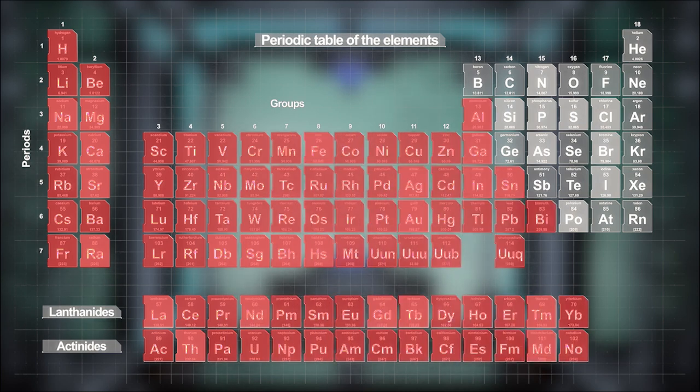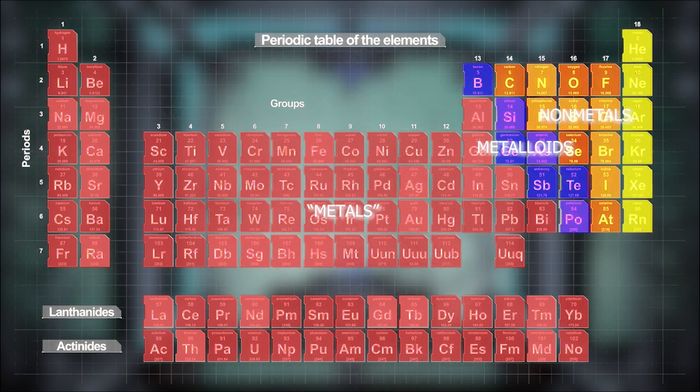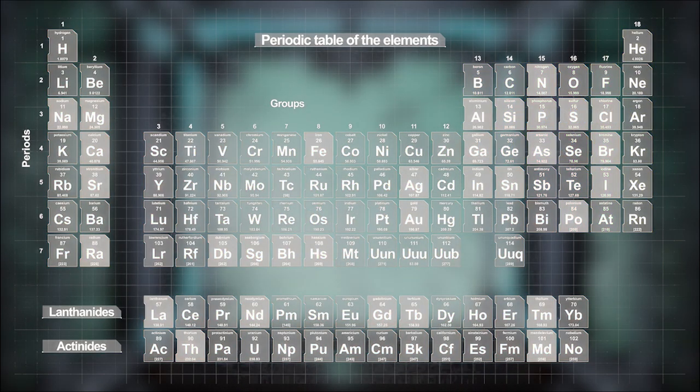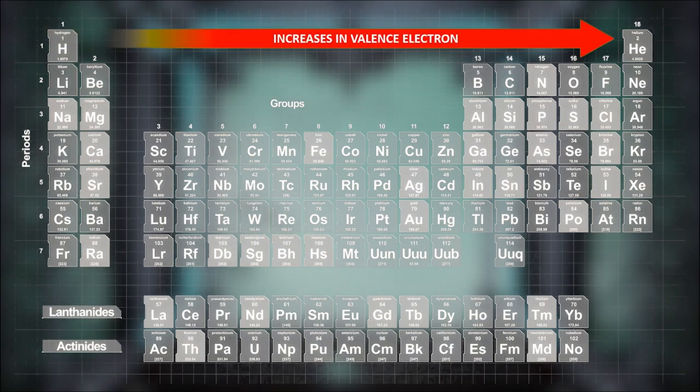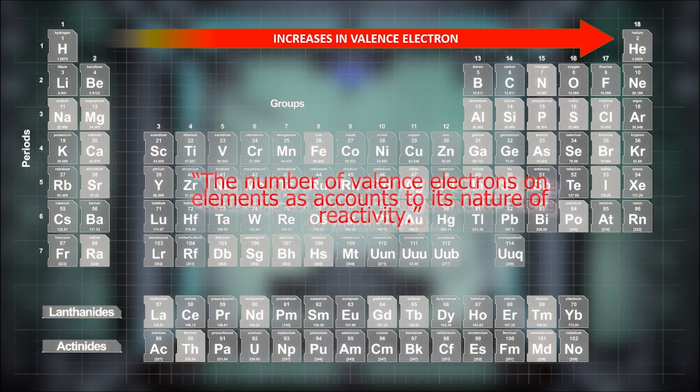Metals are located on the left side of the semi-metals or metalloids, while the elements on the right side are the non-metals. Take note that the trend of the number of valence electrons from the left side of the periodic table to the right is increasing. Notice also that the non-metals have a greater number of valence electrons compared to the elements belonging in the metal group. Thus, the number of valence electrons accounts for its nature of reactivity.